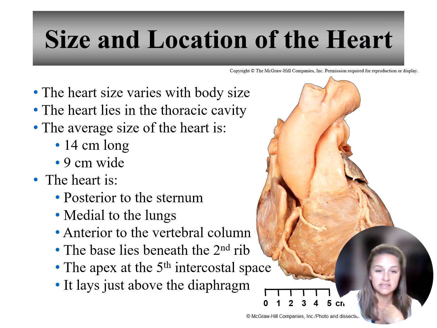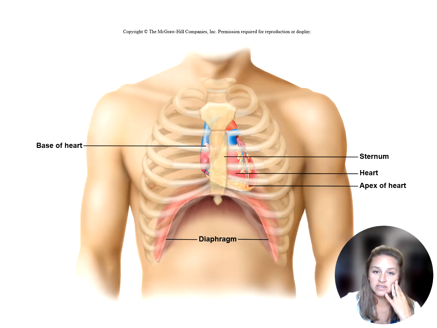So the heart is in the center of the body. It lies in the thoracic cavity. The size varies with body size. I feel like the usual rule of thumb is that it's about the size of your fist. It's posterior to the sternum, medial to the lungs, anterior to the vertebral column. The base lies beneath the second rib, and the apex, which is this bottom part, is at approximately the fifth intercostal space, and it lies just above the diaphragm.